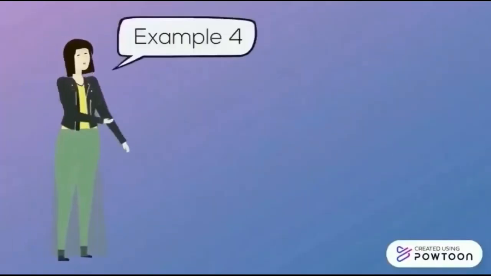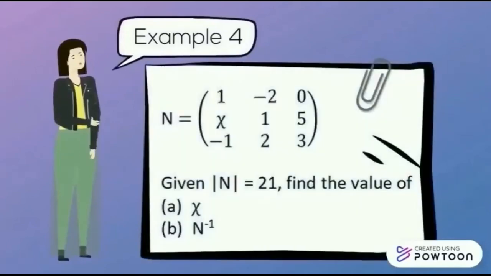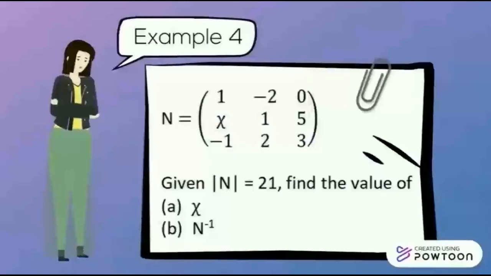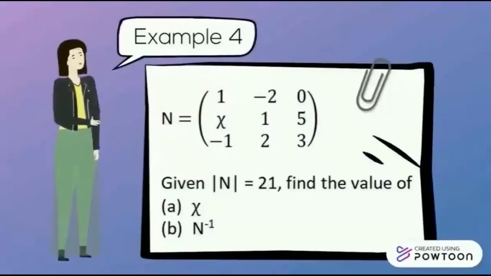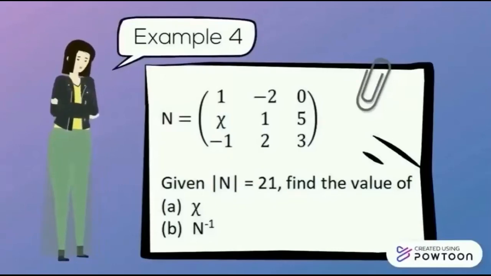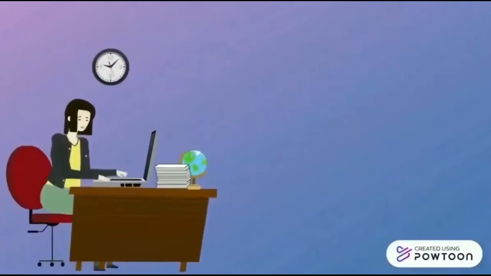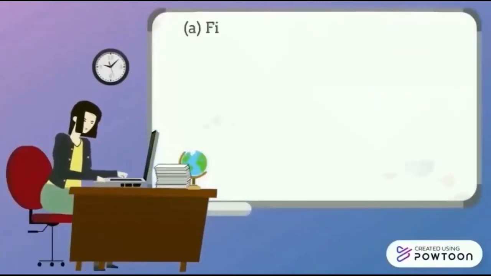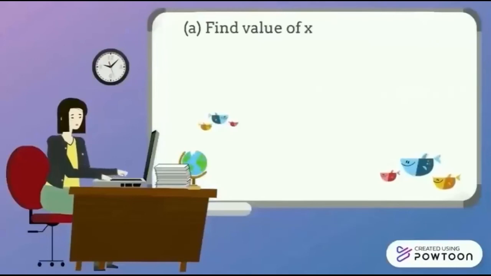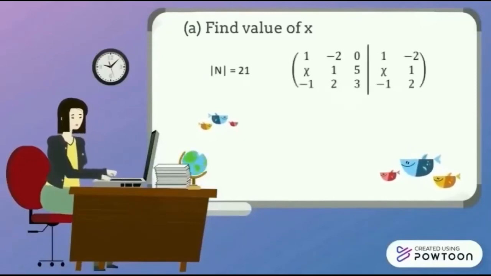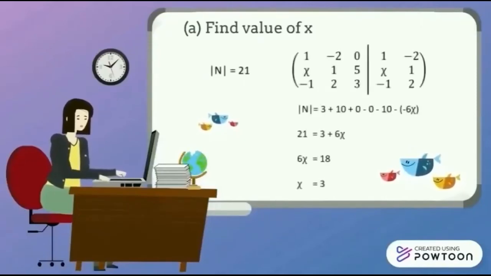Example 4. This is a matrix N with an unknown value x, given the determinant of N is 21. Find the value of x and the inverse matrix of N. For the value of x, since it's given that the determinant of N is 21, we can find the x from its determinant.